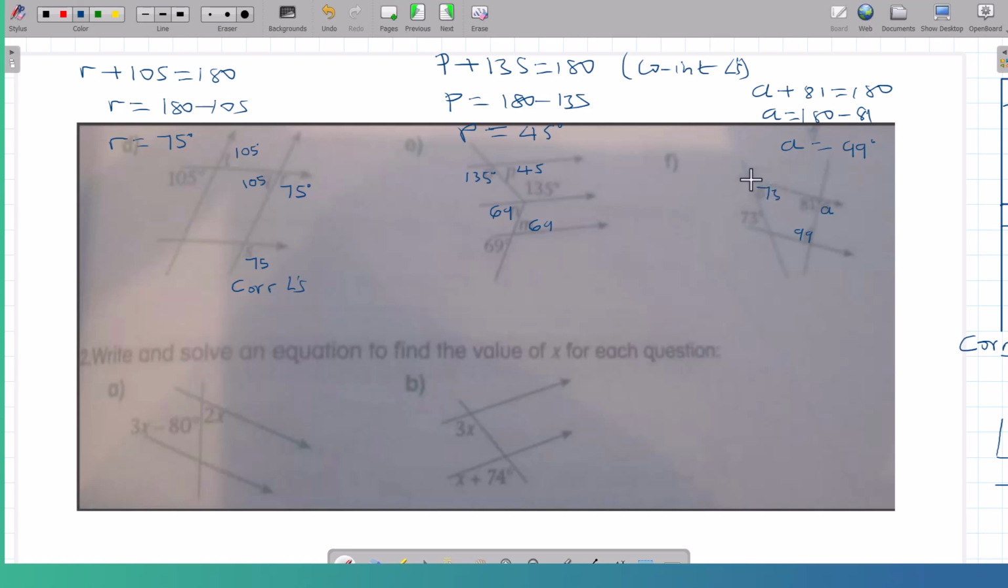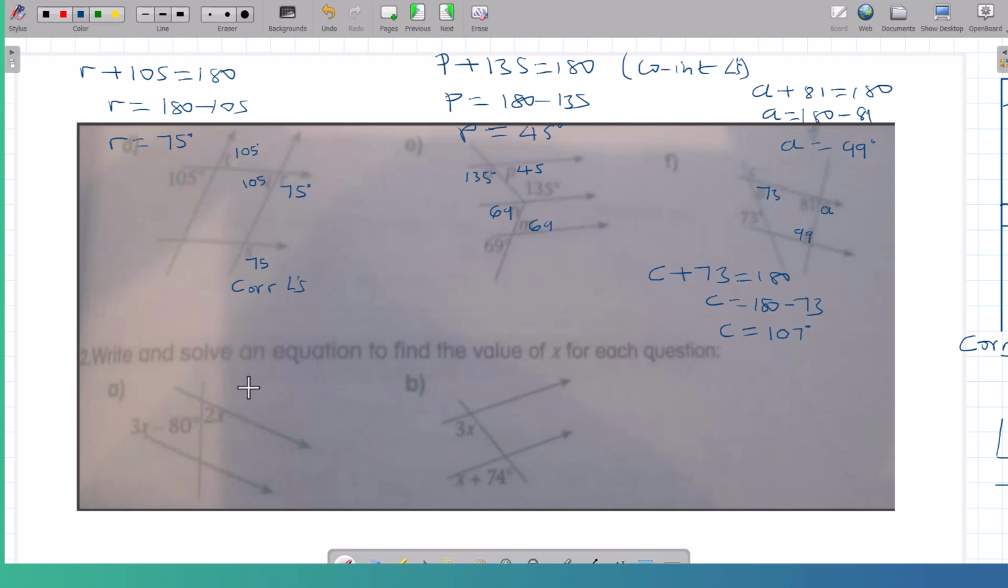We can say C plus 73 equals 180 degrees. So what's our C equals? 180 minus 73, okay? Which answer do you get here? Is it 107? Let me see, sir. 107. Yeah, that's our C, 107 degrees, okay?